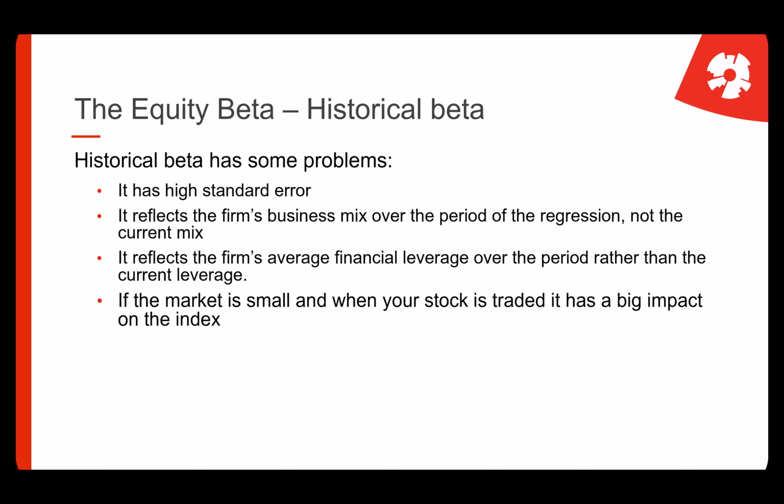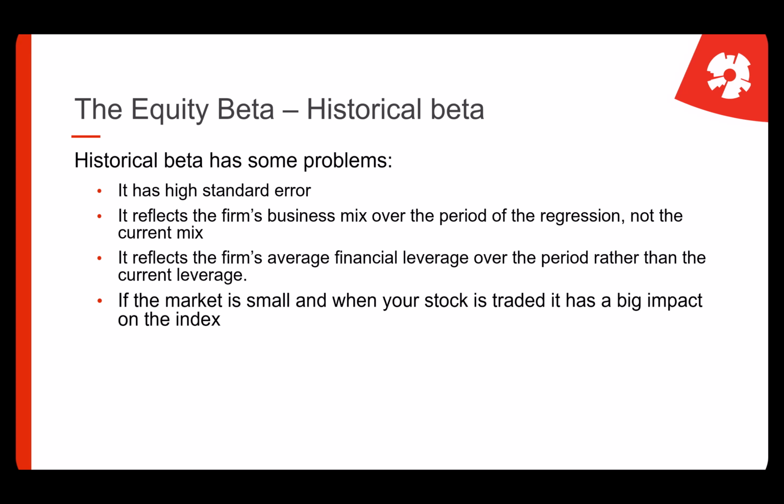Now, historical betas suffer from several problems that limit their usefulness in valuation. First, they have a higher standard error. The regression-based estimate is noisy, so we can't rely on it for precision. Second, they reflect the business mix of the firm over the sample period. If the company has changed its business line, the historical beta is no longer representative.